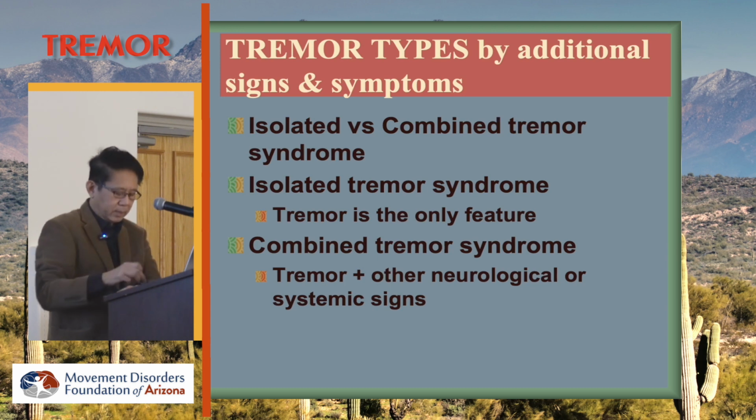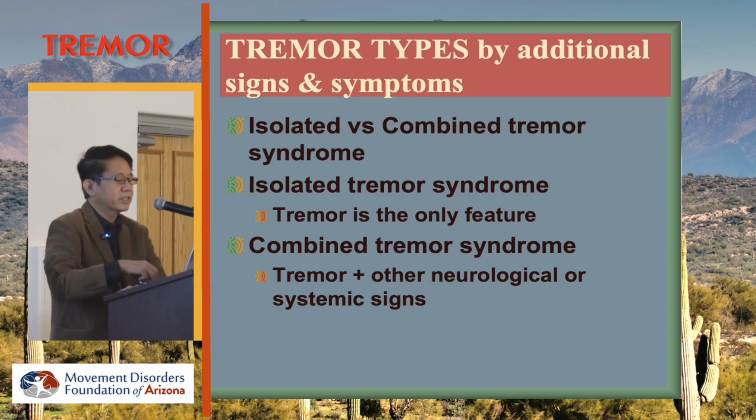And then, as far as the other symptoms are concerned, is this an isolated tremor, meaning tremor is the only movement that I see, or clinical feature, versus is this a combined tremor syndrome? So combined means tremor plus other signs or symptoms in the nervous system.